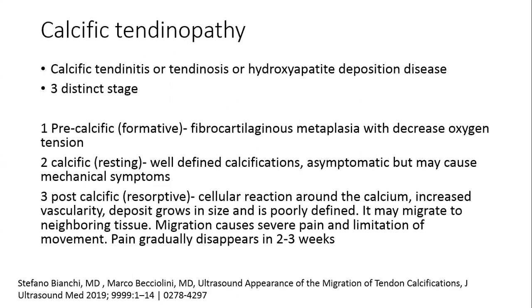The size of it grows. Why does it grow? Because it's now trying to get resorbed. So it becomes diffuse and poorly defined, and it may migrate to neighboring tissues, proximally along the tendon or to other adjacent structures. This is the stage where patients complain of pain. You may find a calcific deposit as an incidental finding when patients are in the first 2 stages. This is the stage when they complain of pain and severe limitation of movement.